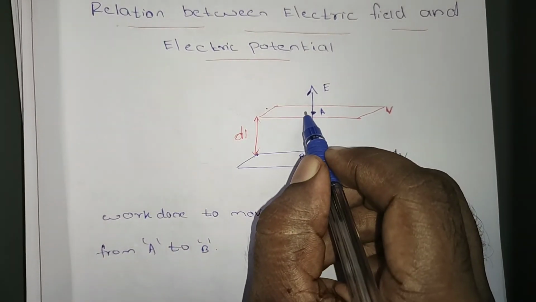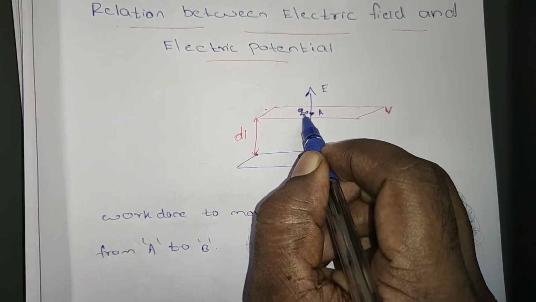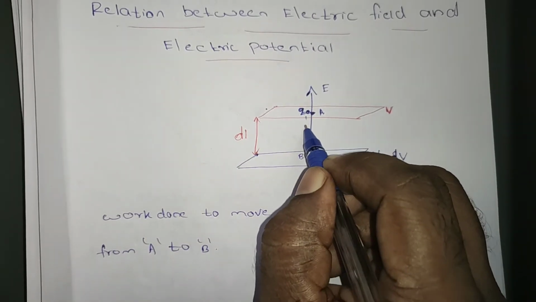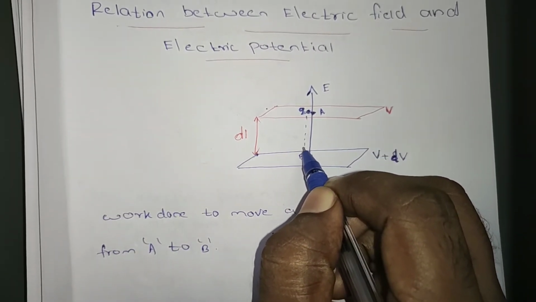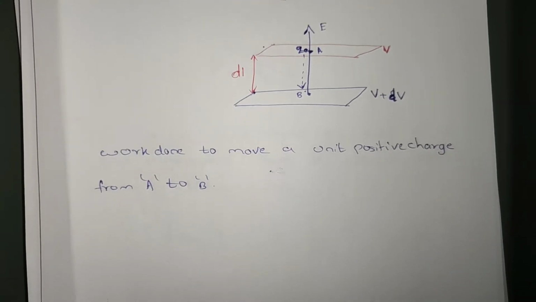I take the unit positive charge as Q0. Its value is 1 coulomb. So this charge I want to move from point A to point B, like this. So what is the work done for that? I am going to find out.